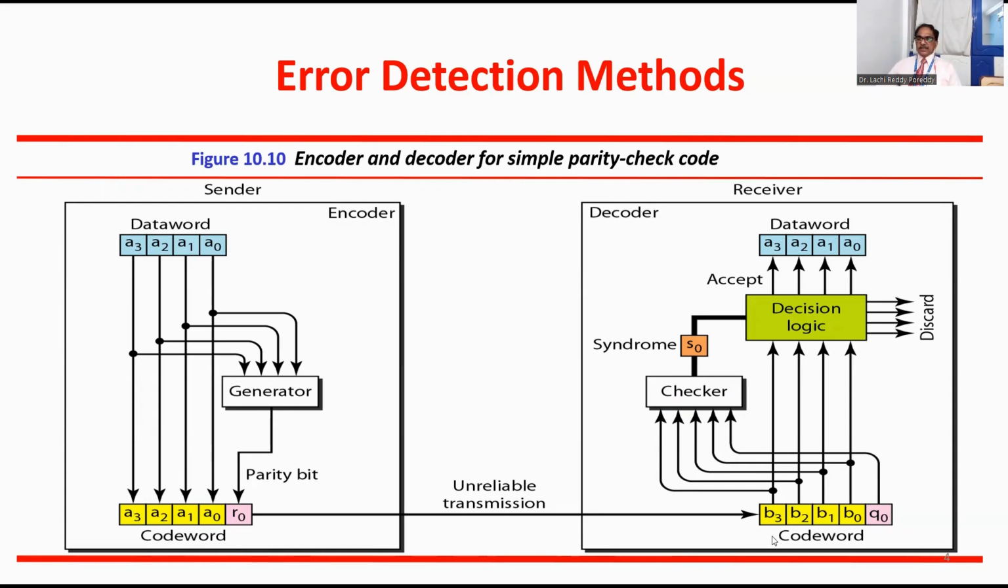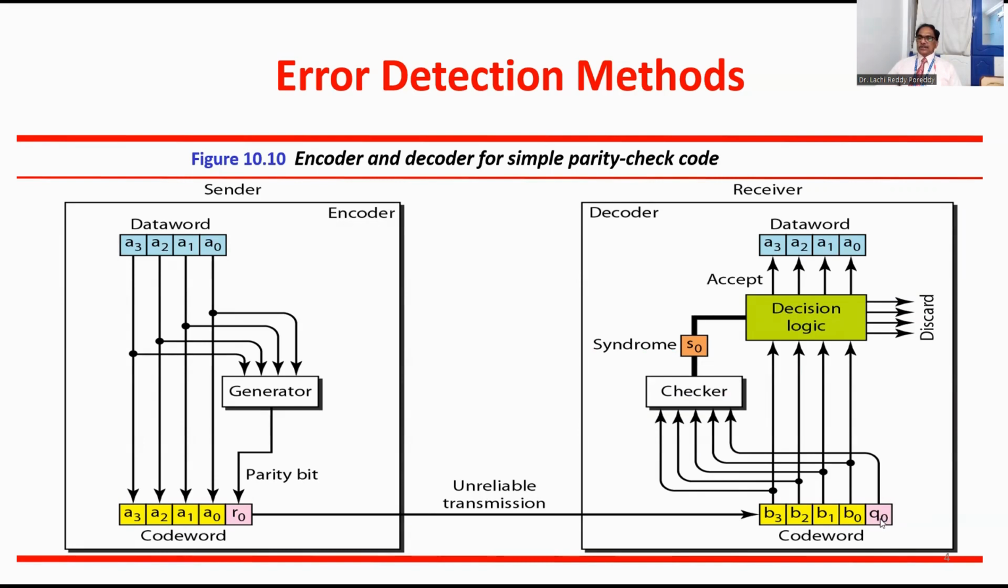Then the receiver will receive the 5-bit message. Out of 5 bits, 4 bits are the original message, and the 5th bit, which is appended on the LSB side, is a parity bit. Now all these 5 bits will be verified using the parity checker. So the generator is a parity generator, and here the checker is a parity checker. The result from the parity checker must be 0. If the result, that is S0, is 0, that means whatever information is received is correct, and no errors are there.